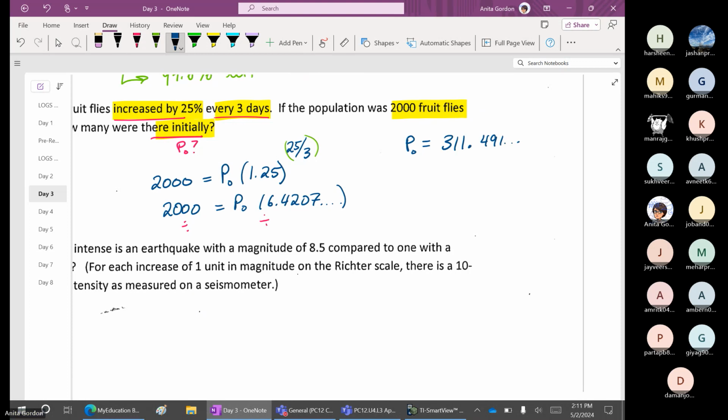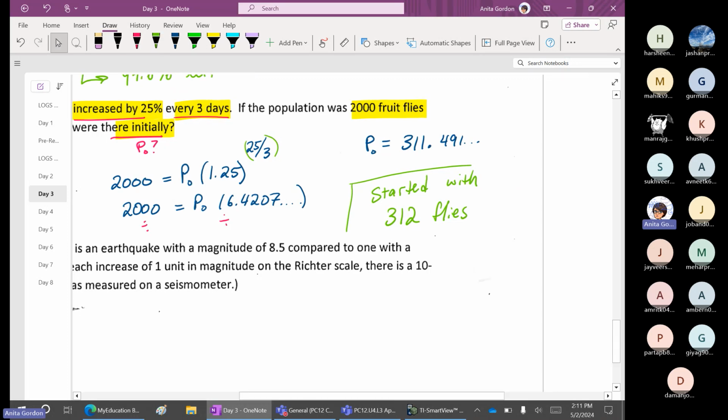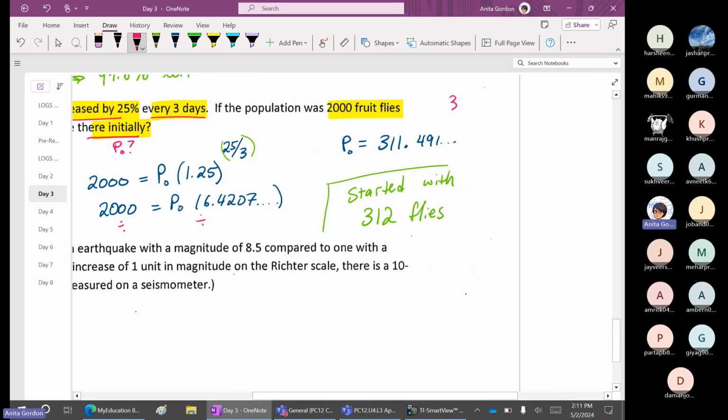Fruit flies. As my final answer, how would I say the initial number of fruit flies? Why 312? Can't have half of a fruit fly. Started with 312 flies. Okay, what if I had 311.12 fruit flies? What would be my initial population?